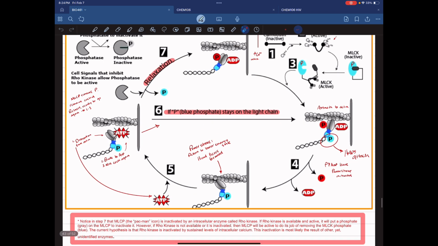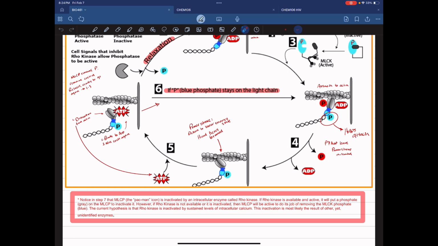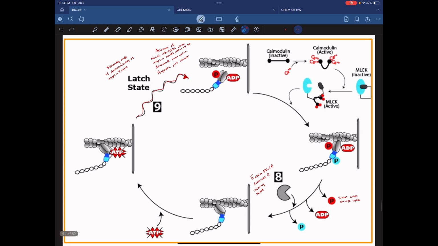Calcium. Calcium is what activates rho kinase. So when we have a buildup of calcium, that means that there's going to be more rho kinase to inhibit, to inactivate our MLCP. That's what we're going to see with tonic.